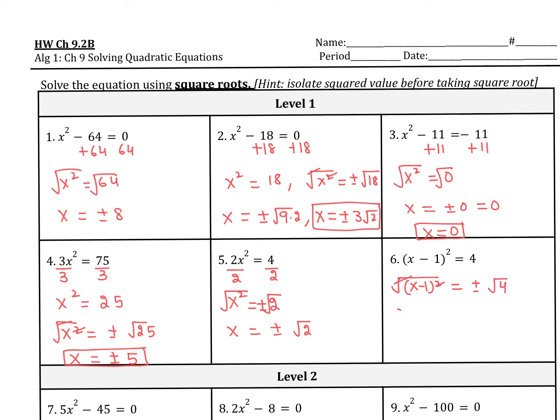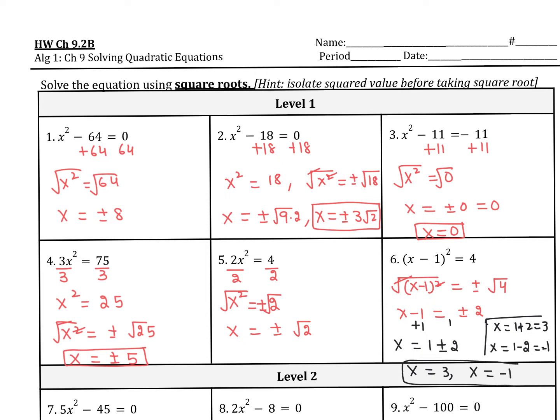Square and square root cancel. x minus 1 equals plus or minus 2. When you add 1 on both sides, you're going to get x equals 1 plus or minus 2. So one time you have x equals 1 plus 2 equals 3, and x equals 1 minus 2, that is negative 1. So x equals 3 and x equals negative 1 is your answer. There are 2 answers for number 6.